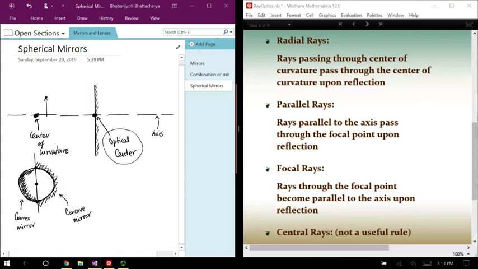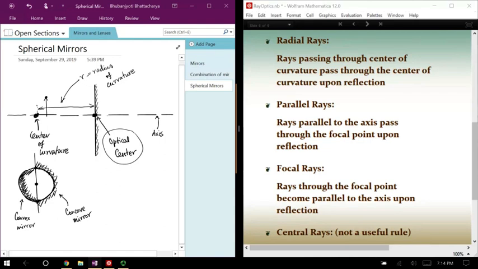The center of the sphere, we will generally refer to as the center of curvature. The center of curvature is that point over there, and then the radius of curvature, of course, is the radius of the mirror itself, and that's the distance from the optical center to the center of curvature. This one we will call R, or the radius of curvature of the mirror.